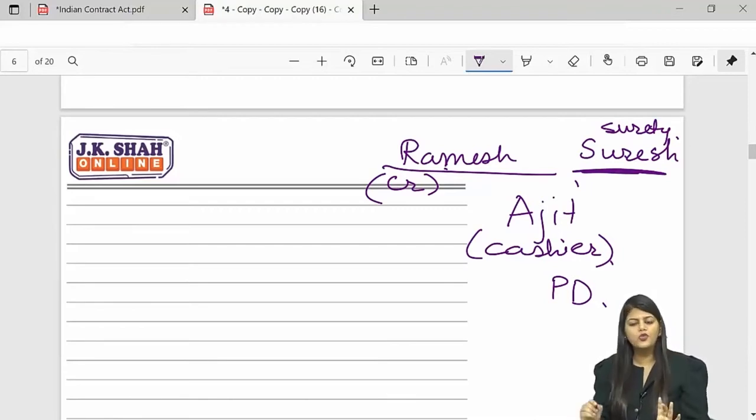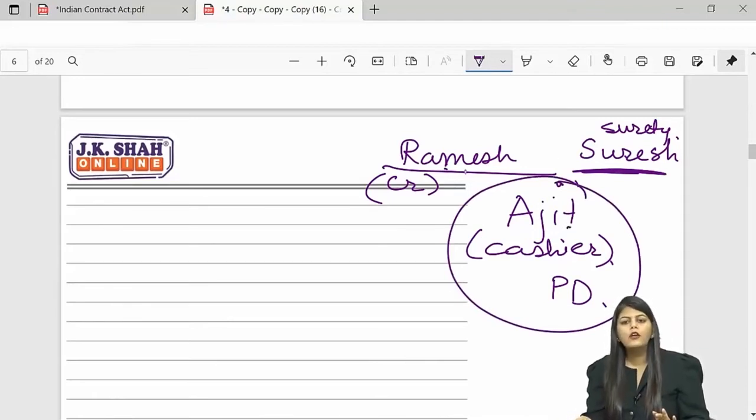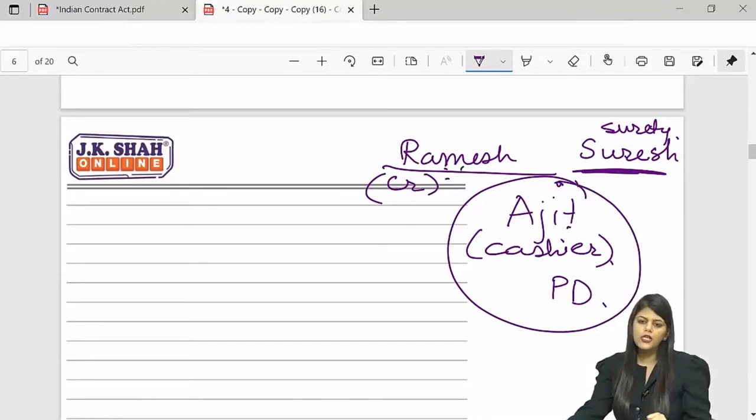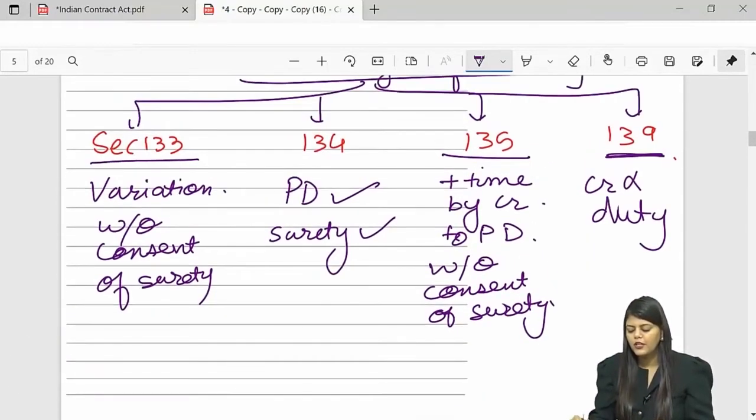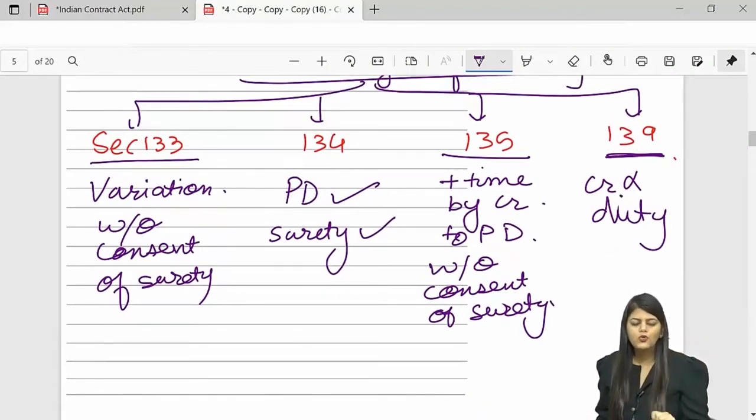One week he fails to check. And Ajit did not leave this chance. He fled with the money. So the moment Ajit ran, Ramesh ran to Suresh, saying give me money. Suresh says, why should I pay you? You did not do your work. So in that particular case, if the creditor does not do his own job, surety is discharged. But of course, surety should come to know that he did not do the job.